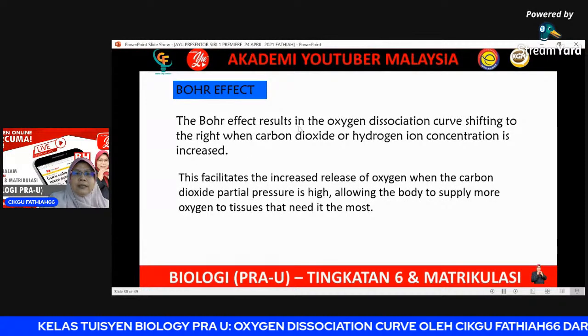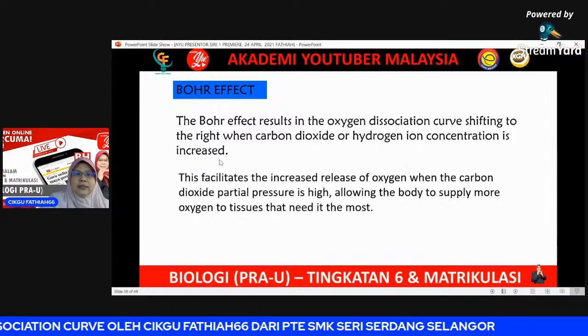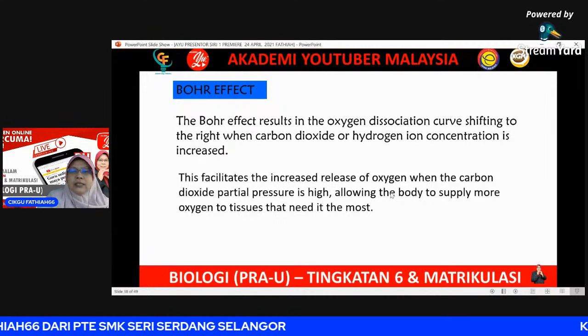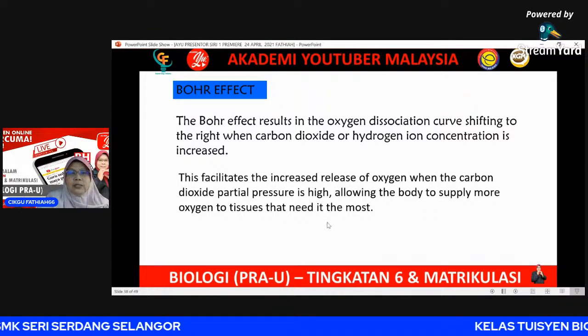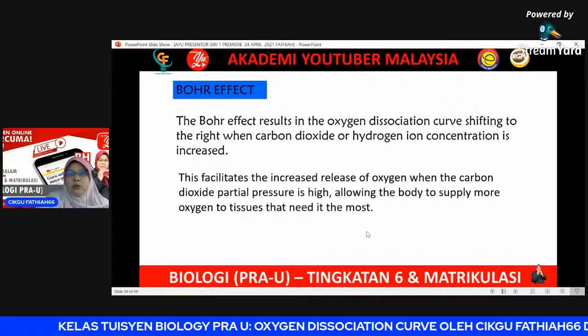The Bohr effect results in the oxygen dissociation curve shifting to the right when the carbon dioxide or hydrogen ion concentration is increased. This facilitates the increased release of oxygen when the carbon dioxide partial pressure is high, allowing the body to supply more oxygen to the tissue that needs it the most.